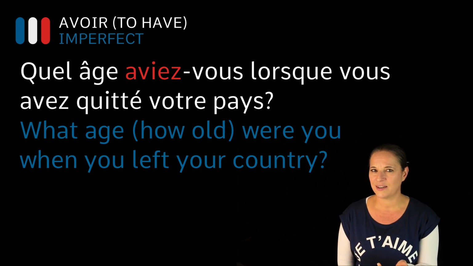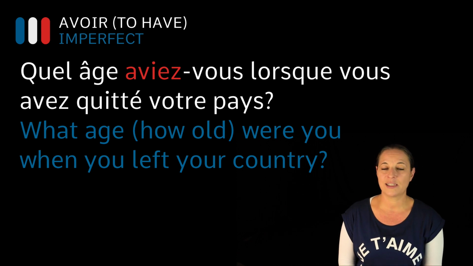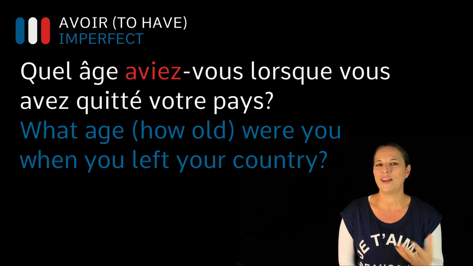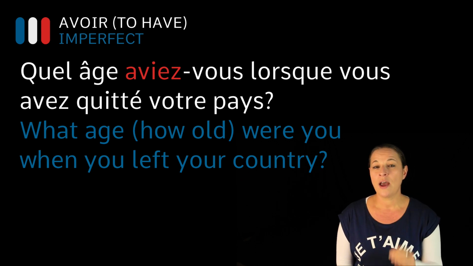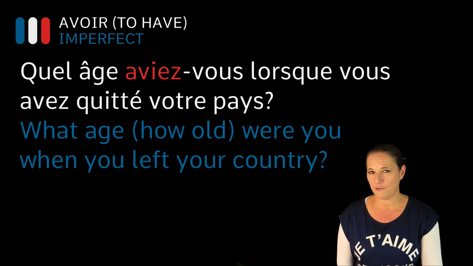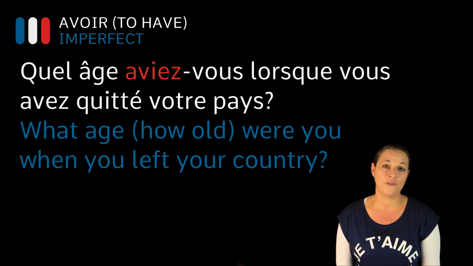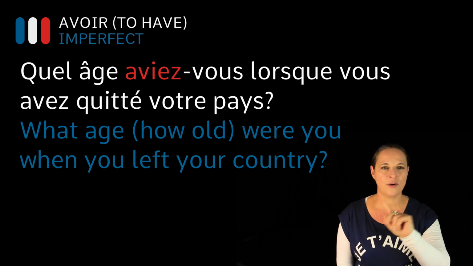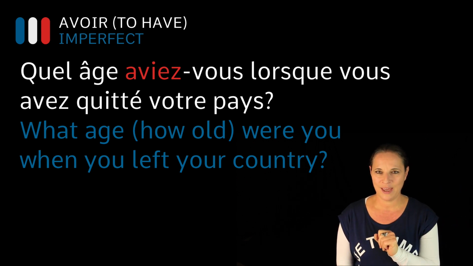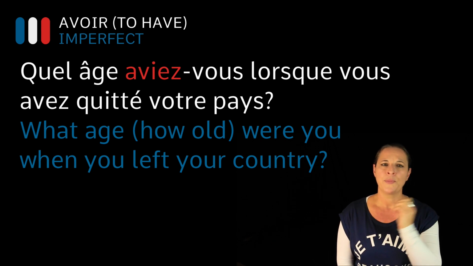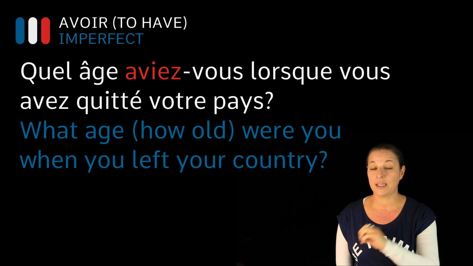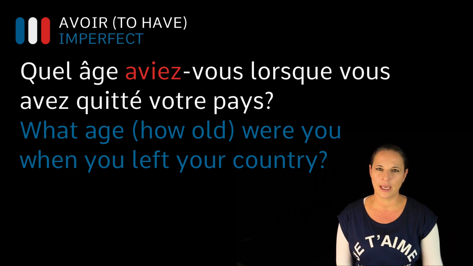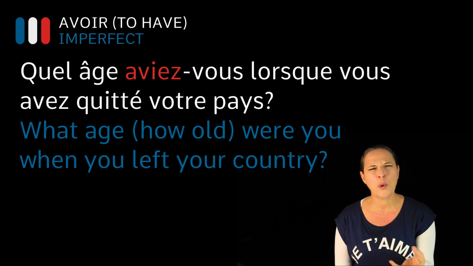Do you understand? Okay, I know it's quite hard to grasp, especially if you know only one way of giving your age. Okay, you've got to know that when you give your age in French, you have to use the verb avoir and not to be. Okay, so that's my question. How old were you? Okay, when you left the country. Now, quitter means to leave. Okay, quitter, a bit like quit.